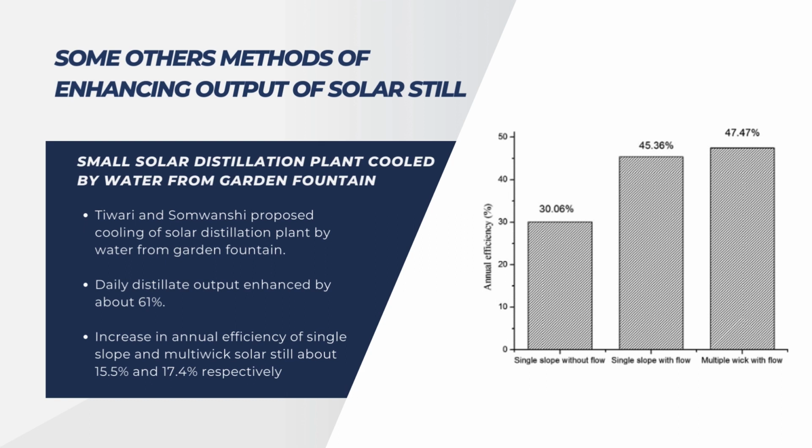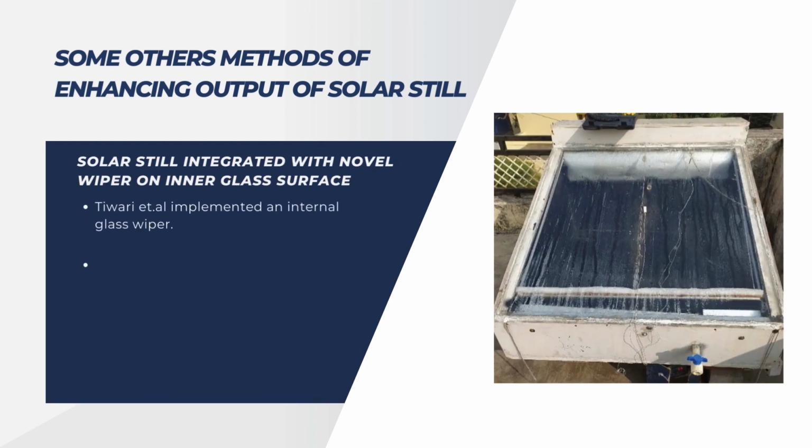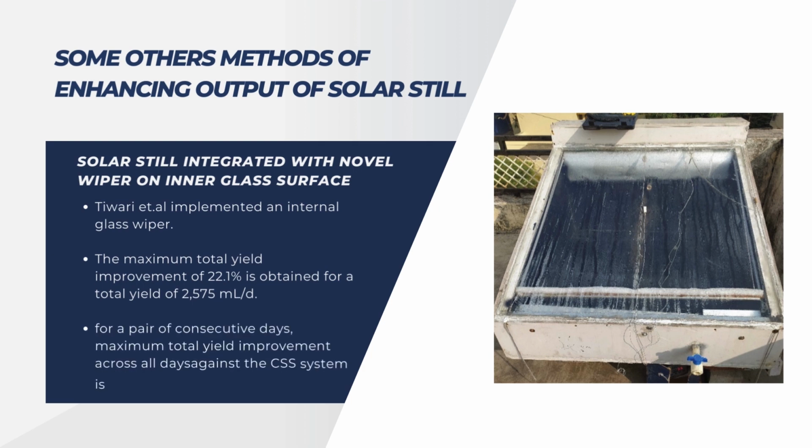As can be seen, there are some other methods of enhancing the output of a solar still. Tiwari et al. implemented an internal glass wiper. The maximum total yield improvement of 22.1% was obtained for the WISS, for a total yield value of about 2.575 liter per day for a pair of consecutive days, while the maximum total yield improvement across all the days against the CSS system is found to be 33.7% for a total yield value of 2.567 liter.